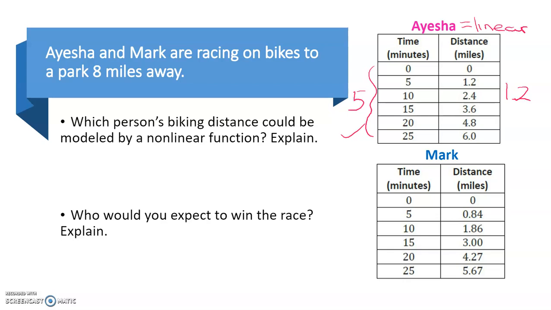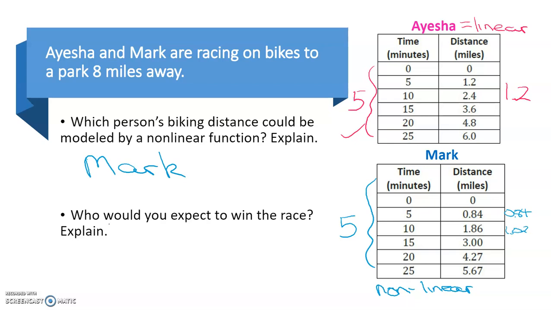Now we can do the same thing with Mark's. So let's have a look at this side. We go up by 5s. Okay, 0 to 5 is 5, 5 to 10 is 5, etc. Now let's have a look at the other column. 0 to 0.84 is 0.84. 0.84 to 1.86 is 1.02. So we can very quickly see that this is non-linear because we don't have a consistent difference there.